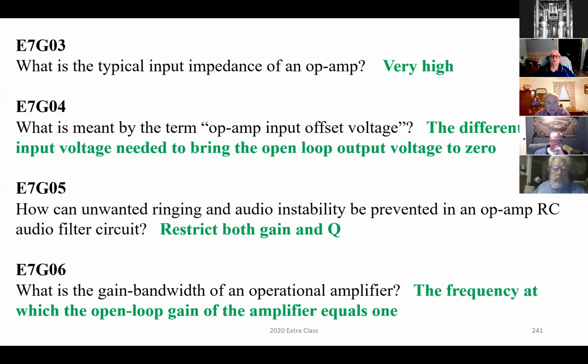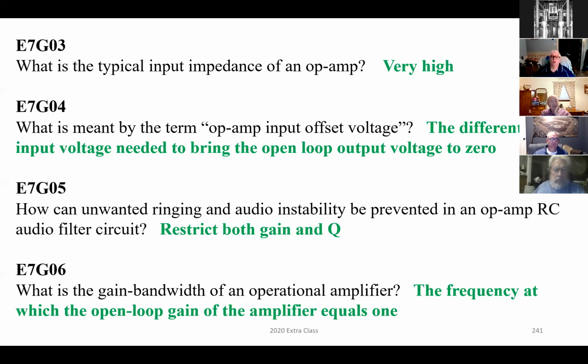Okay, what is the typical input impedance of an op-amp? Very high. What is meant by the term op-amp input offset voltage? That would be the differential input voltage needed to bring the open loop output voltage to 0.